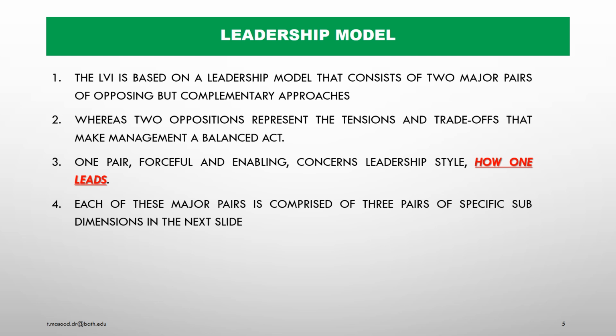Leadership model. The leadership versatility index is based on a leadership model that consists of 2 major pairs of opposing but complementary approaches. Number 2, these 2 opposites represent the tension and trade-off that make management a balancing act. Number 3, one pair, forceful and enabling, concerns leadership style, how one leads. Number 4, each of these major pairs comprises 3 pairs of specific sub-dimensions, which in the next slide I'm going to discuss.